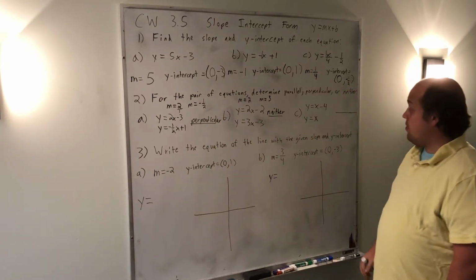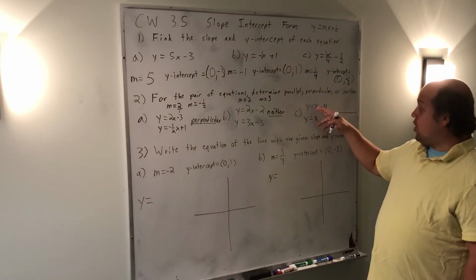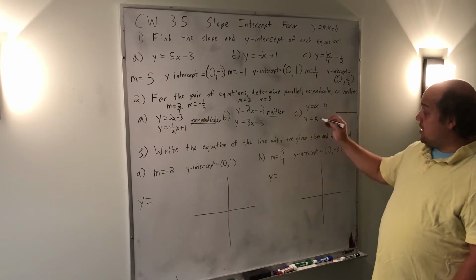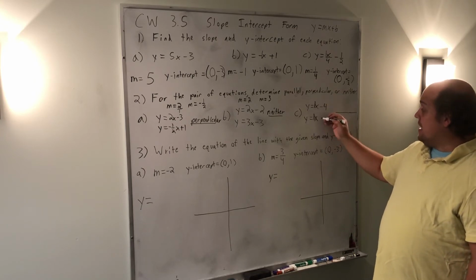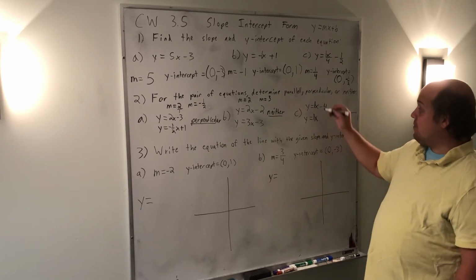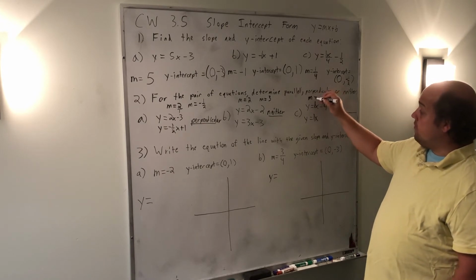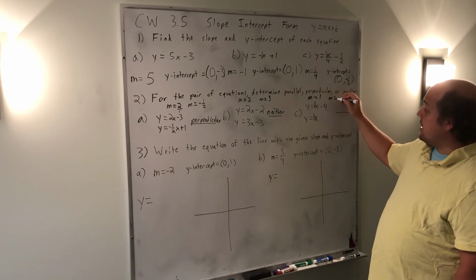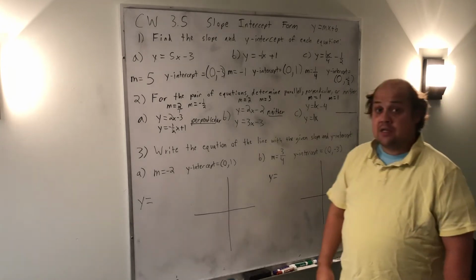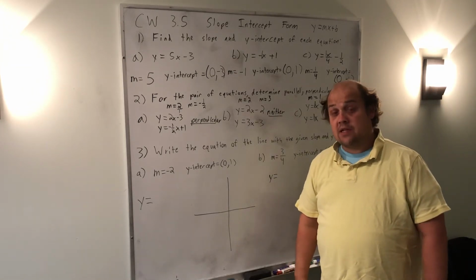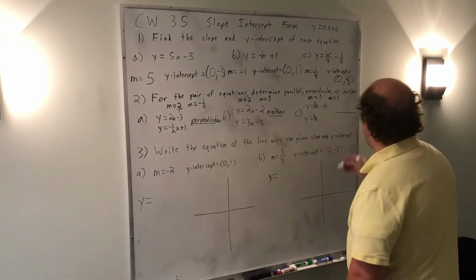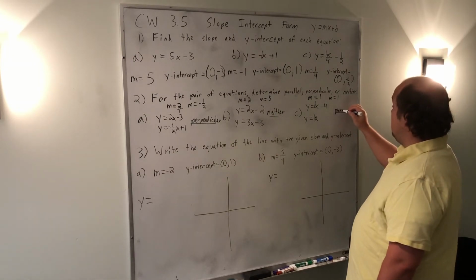The third group here, or the third problem, I have an understood 1 in front of this x and understood 1 in front of this x. It doesn't matter that this doesn't have an intercept, I still can pull out the slopes. The first slope is m equals 1, the second slope is m equals 1. Since they both have the same slopes, they're parallel lines. So I'd write here, parallel.